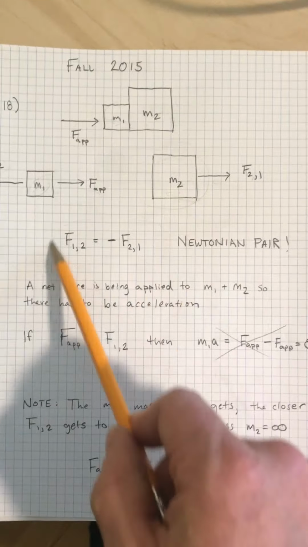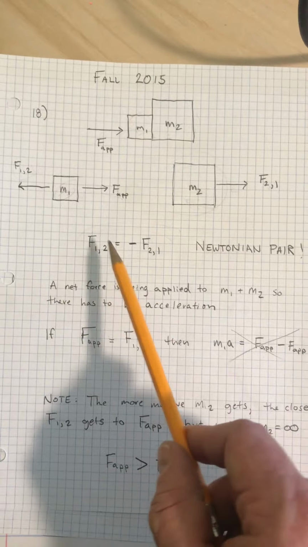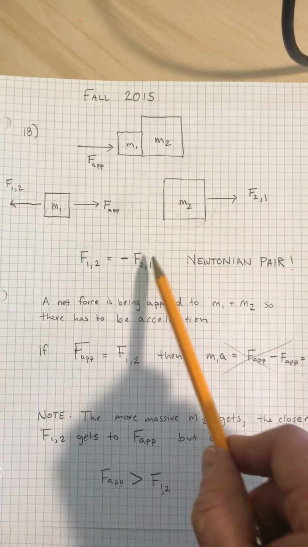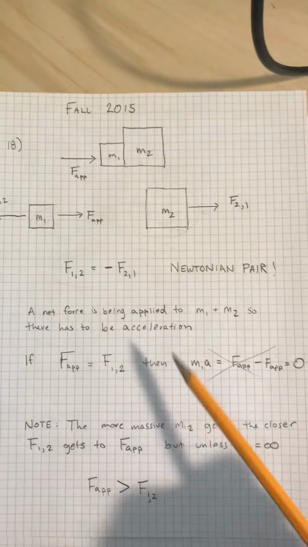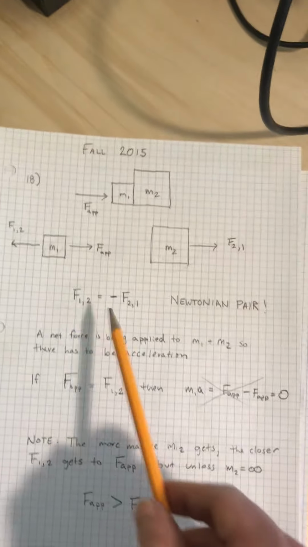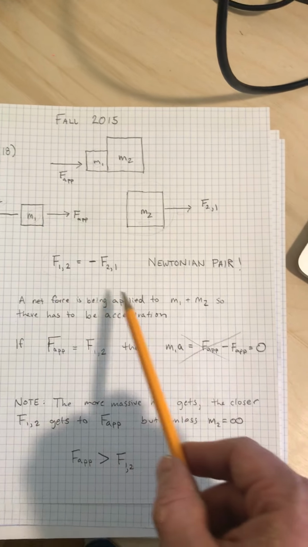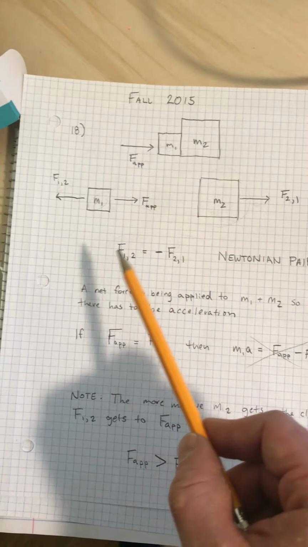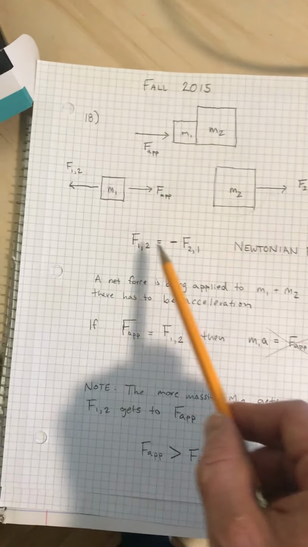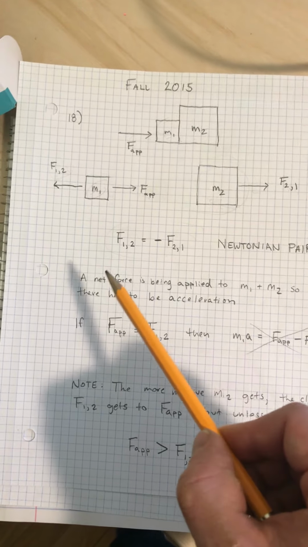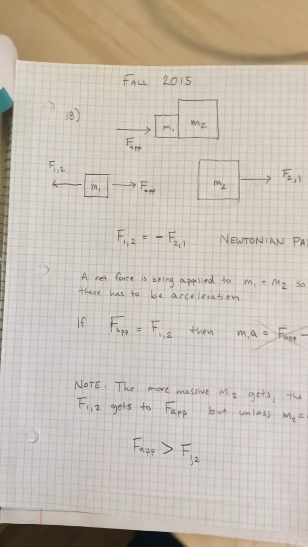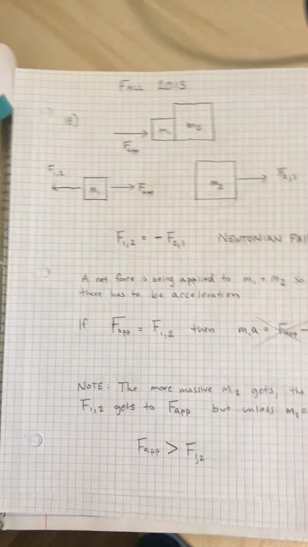And the really important thing to point out is that these are a Newtonian pair. The force on 1 by 2 is equal and opposite to the force on 2 by 1. And so that's going to really help us rule out answers. In fact, option A for problem number 18 is that F by 1 on 2 is greater than F by 2 on 1. But we know that that's not the case. They have to be equal and opposite.